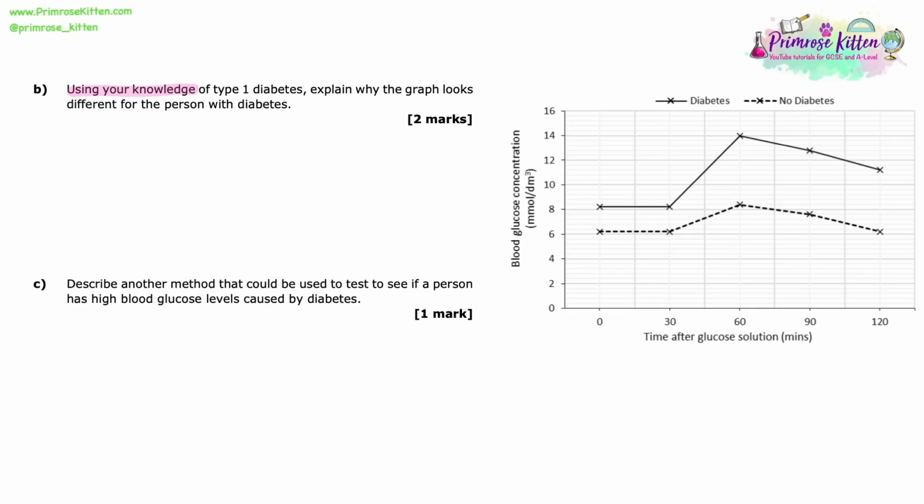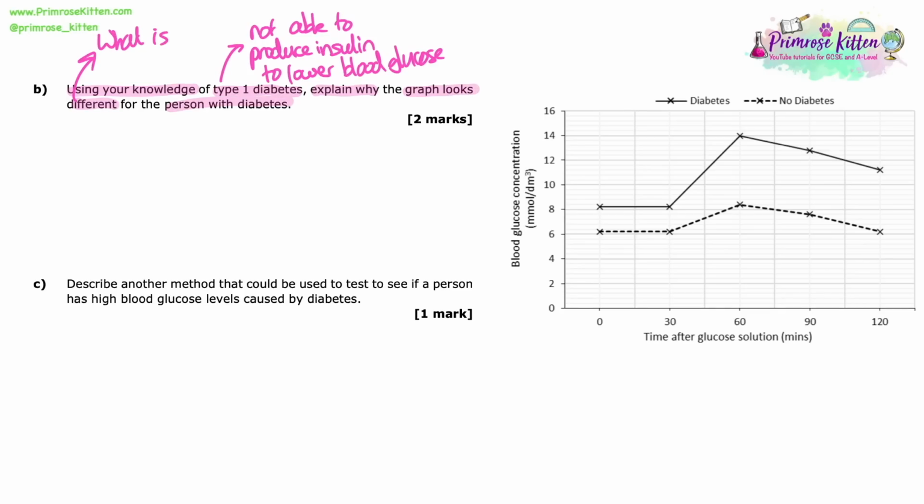Using your knowledge of type 1 diabetes, explain why the graph looks different for the person with diabetes. So this is about using your knowledge. That means you have to know and be able to explain what type 1 diabetes is. Type 1 diabetes is where they're not able to produce insulin to lower their blood glucose. It wants reasons why the graph looks different. What is different is that the glucose levels are higher and they don't reduce as rapidly as in the non-diabetic person. So how can we explain that?